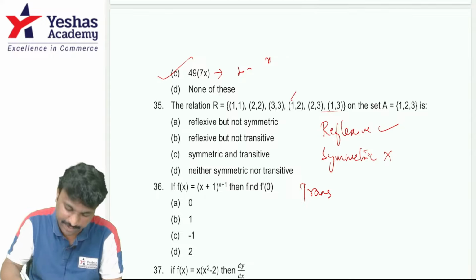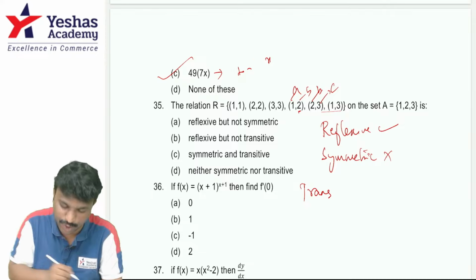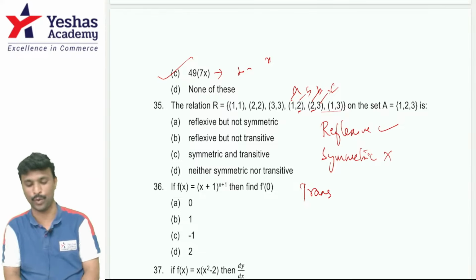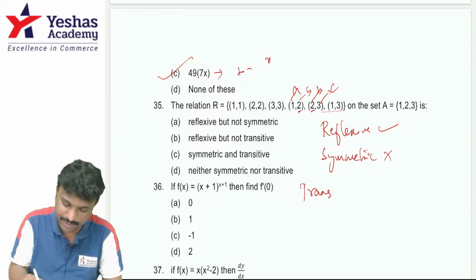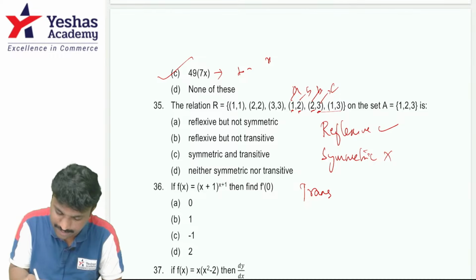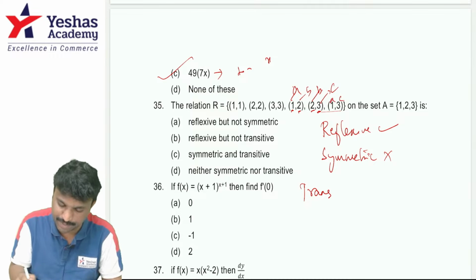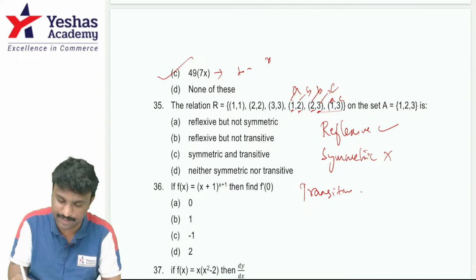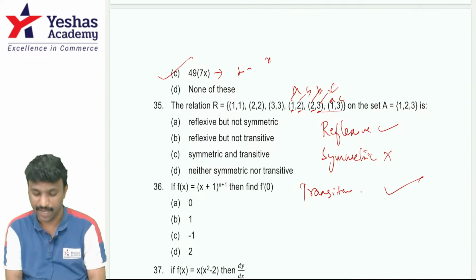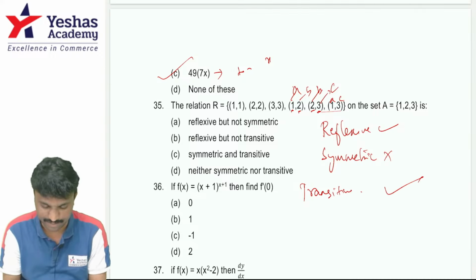Now guys, if I take this as a comma b and this is b comma c, because what is b here? 2. Here also b should be 2 only. So now tell me, what is a comma c? A is 1, c is 3, 1 comma 3 is a comma c. So is it transitive? Yes, it is transitive.